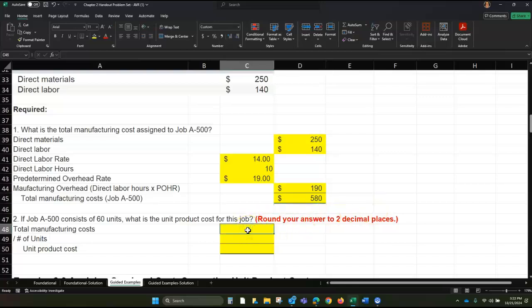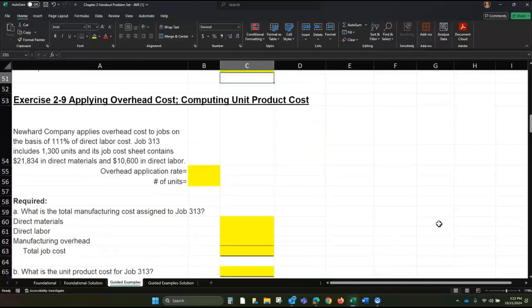So now, if job A500 consists of 60 units, what's the unit product cost for this job? We start with total manufacturing cost. That was the 580. Total number of units was 60. Unit product cost is just the total manufacturing cost divided by the number of units. Any questions on that one? Okay. All right. Let's go to the next one.